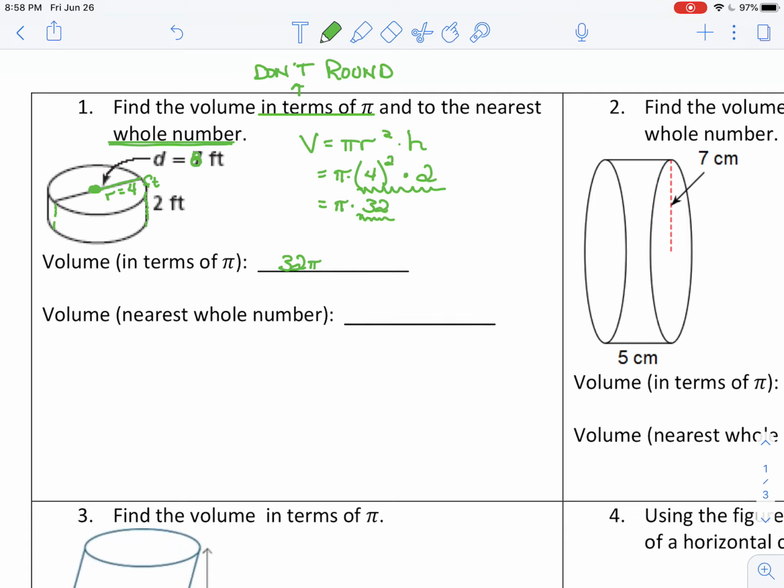And it's just tradition to move that pi to the end of the number. It means the same thing as pi times 32, but you will always see it in our answer keys at the end. And because it's volume, I have cubic units. Now, when it says to the nearest whole number, we do need to find pi on our calculators.